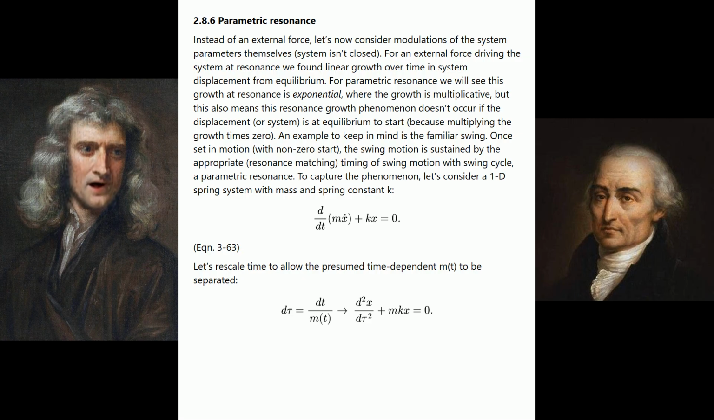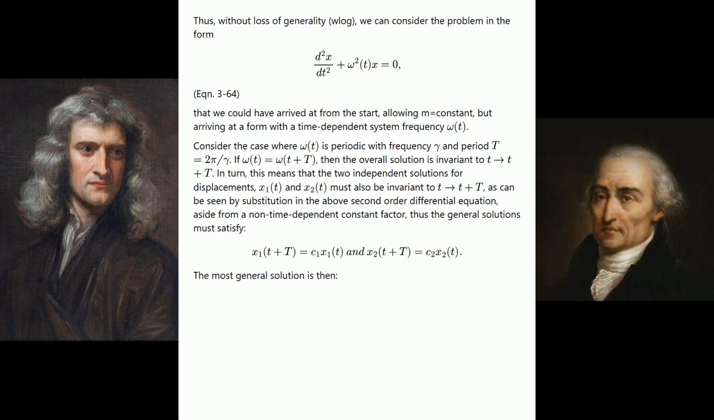To capture the phenomenon, let's consider a 1D spring system with mass m and spring constant K. See equation 3-63. Let's rescale time to allow the presumed time-dependent m(t) to be separated. See the next equation. Thus, without loss of generality, we can consider the problem in the form. See equation 3-64. That we could have arrived at from the start, allowing m equals constant, but arriving at a form with a time-dependent system frequency omega of t.